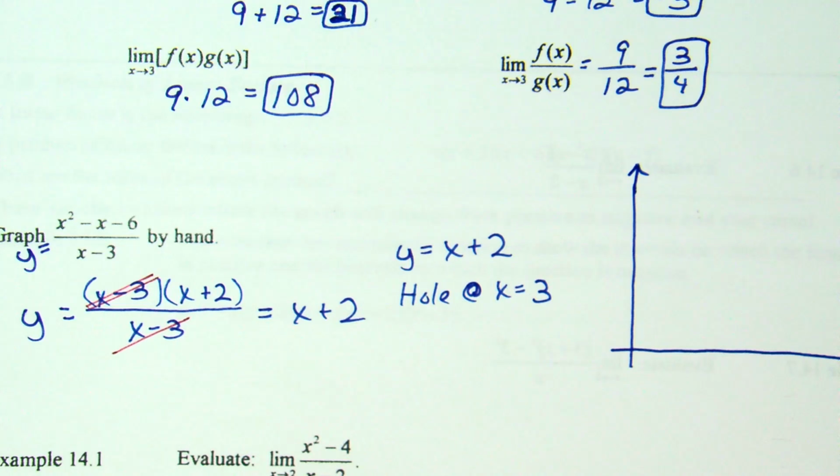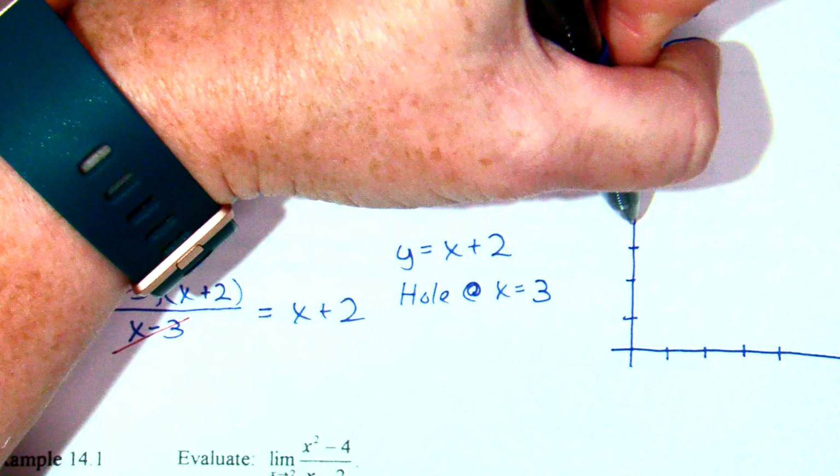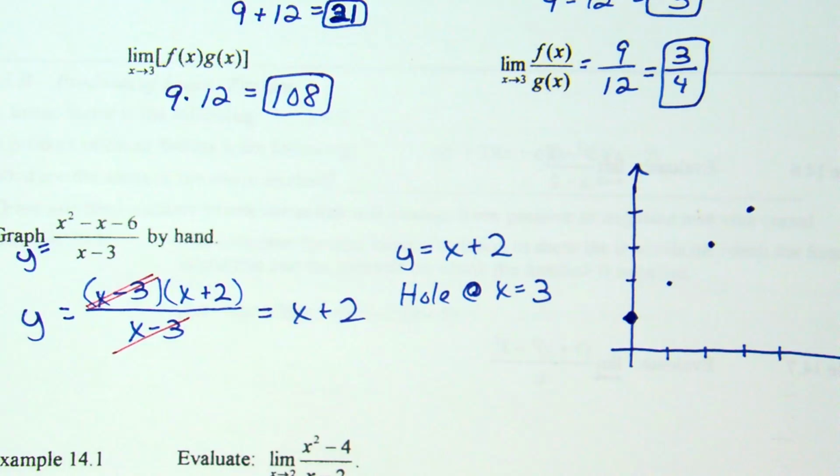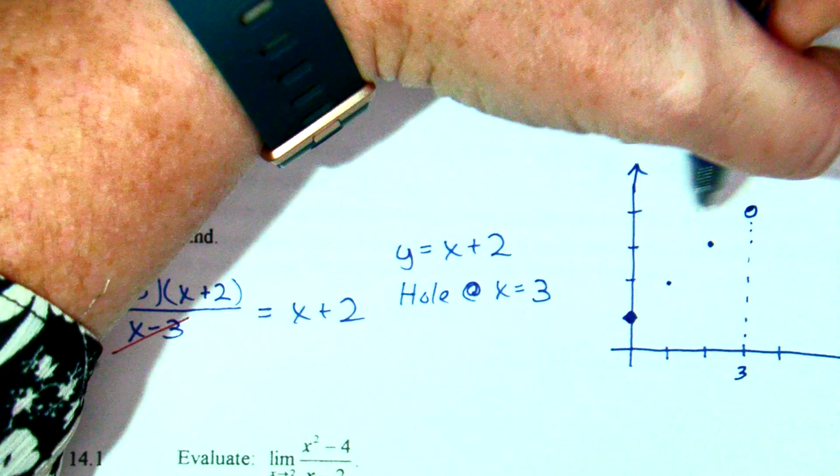Okay, y equals x plus 2 means we need a y-intercept at 2, a slope of 1, rise 1, run 1. Do I need to remind you? Surely not at this point. Now, when I draw this line, what's the catch? Right here is 3, yes? So wherever that is, there is a hole.